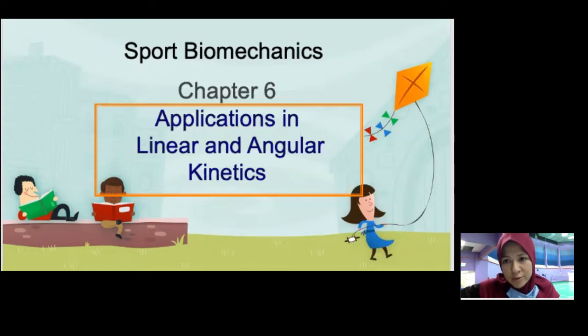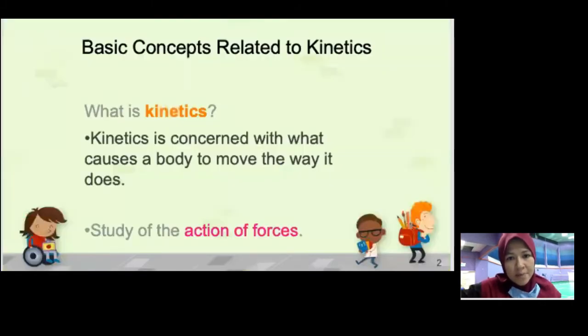So today we're going to continue on chapter 6 on application of linear and angular kinetics. Alright, for the first slide, it's about the basic concepts related to kinetics. So actually, what is kinetics? Kinetics is concerned with what causes a body to move the way it does. So it is the study of the action of forces.